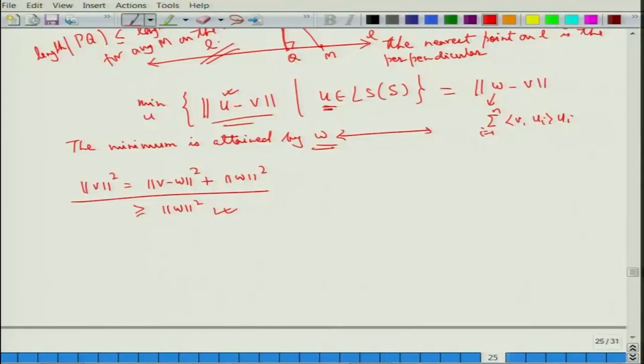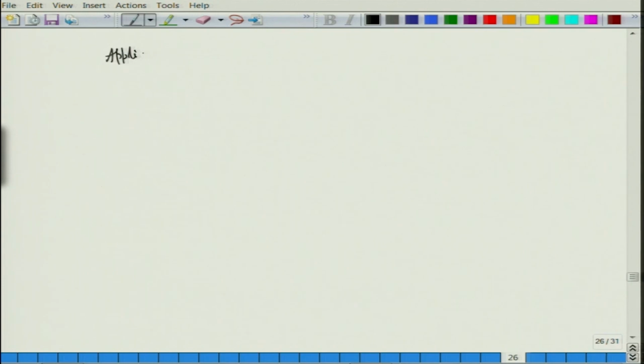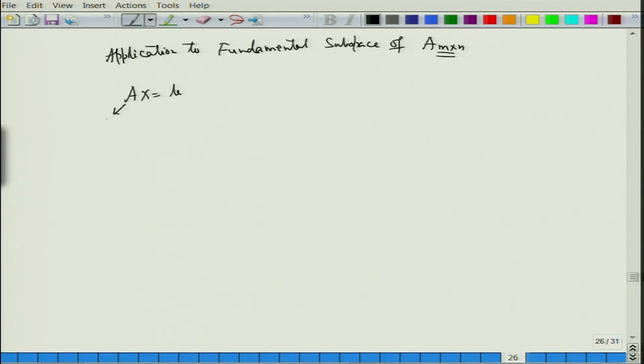So let us now look at some implications of this as far as our fundamental spaces are concerned. Application to fundamental subspaces of A, which is M cross N. I want to solve the system Ax equals b, where A is M cross N, x is N cross 1, and b is M cross 1.